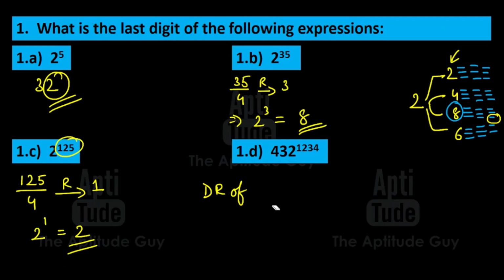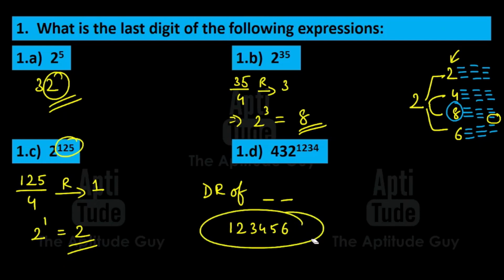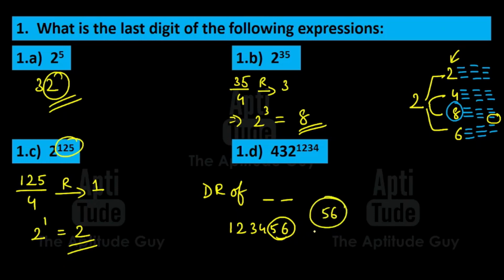The divisibility rule of 4 states that we only check the last two digits of a number. For example, the number could be anything. The number could be 123456. How do we know that this number is divisible by 4 or not? The simplest way is to check if the number formed by the last two digits is divisible by 4. We have the last two digits as 5 and 6, so 56. Is 56 divisible by 4? Yes, it is. If 56 is divisible by 4, then this entire number is divisible by 4.